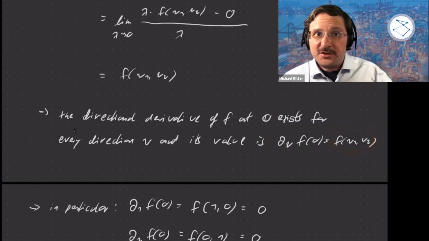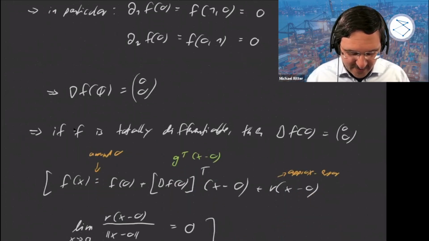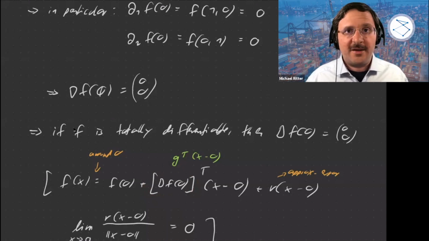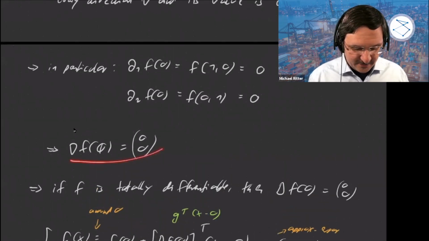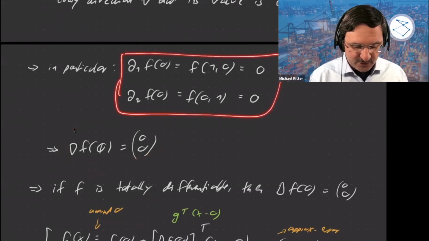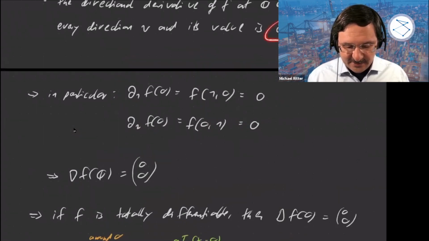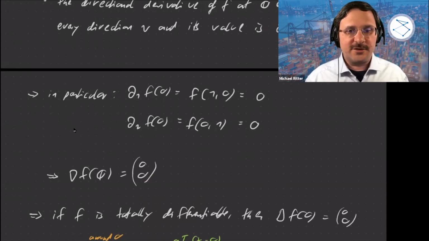So we considered all. And then what we wanted to do is find a candidate for the total differential. And again, the only possible candidate is always the gradient. That's why we computed the gradient here, and for that, we need those two partial derivatives. So we just used our results from before, specialized the directions to the x1 and the x2 axis to get the partial derivatives.